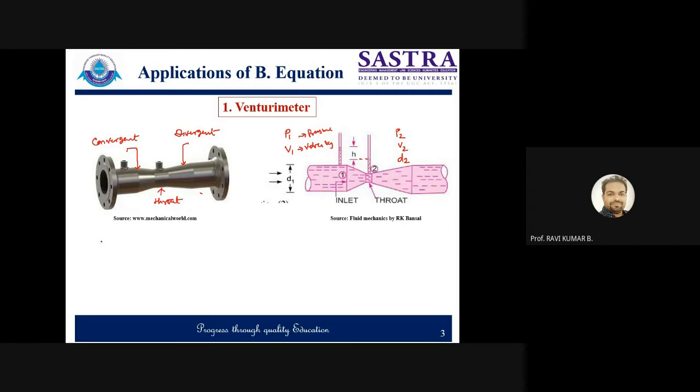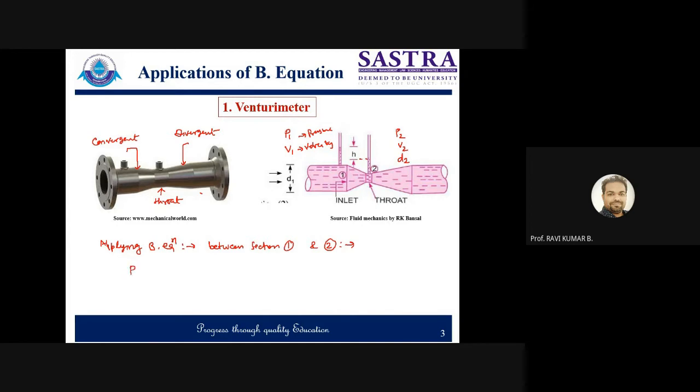Now we have to apply the Bernoulli equation. I'm writing Bernoulli's equation in short form; you can write it in full form. We are writing Bernoulli's equation between section 1 and 2, using the standard form: the pressure head, velocity head, then the datum head. When we talk about head, P is equal to rho g h, so head is equal to P divided by rho g.